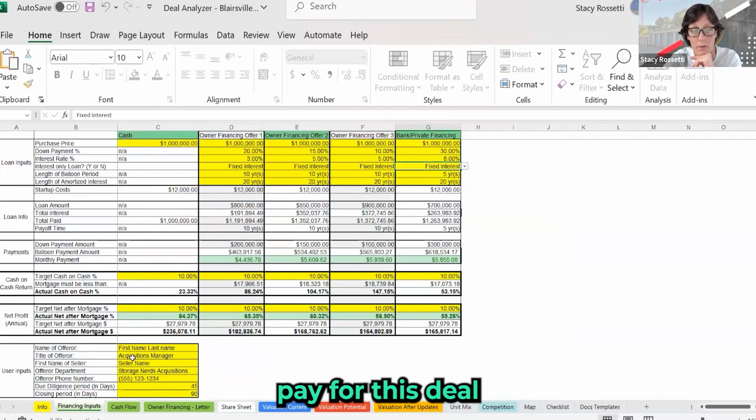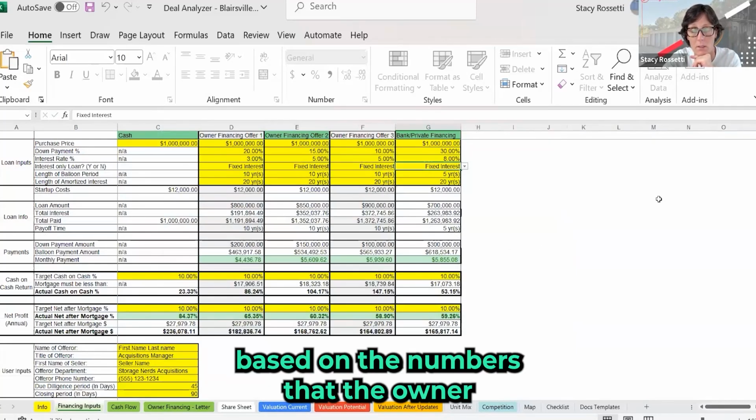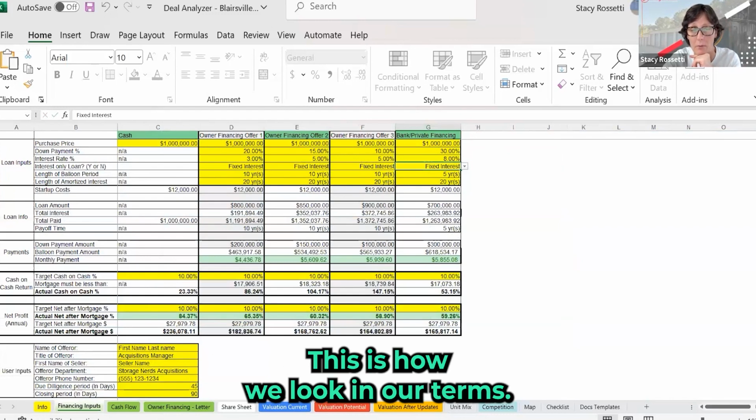What are we willing to pay for this deal? Based on the numbers that the owner's given to us, this is how we look at our terms.